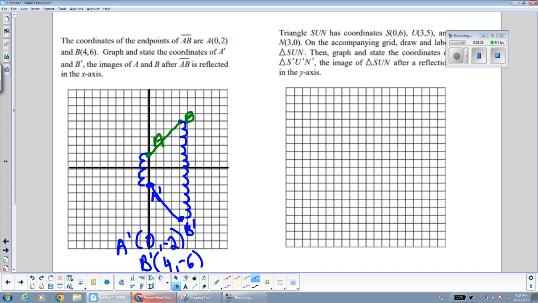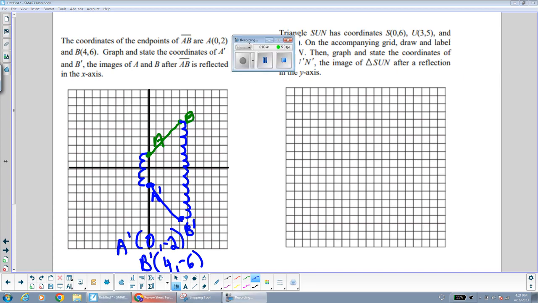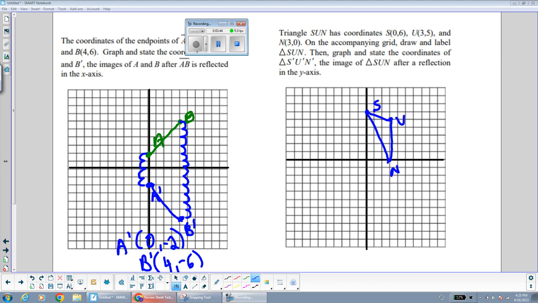Okay, let's set up the next one. Let me move this so you can see the question. Okay, so I just made my XY coordinate plane and I just graphed the points of the triangle mentioned in the question. So here we have triangle SUN. And what we need to do is graph and state the coordinates of triangle S prime, U prime, N prime, which is the image of triangle SUN after a reflection in the y-axis.